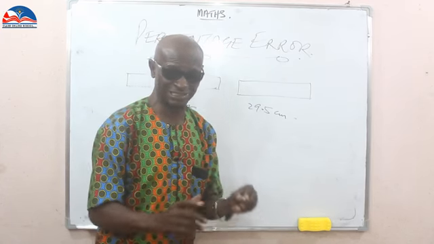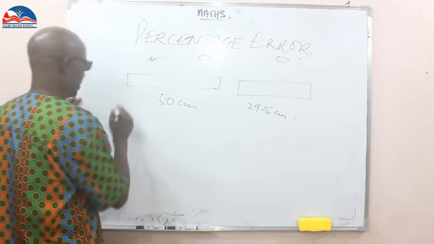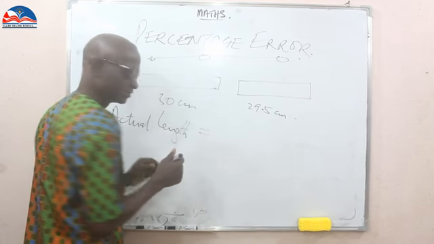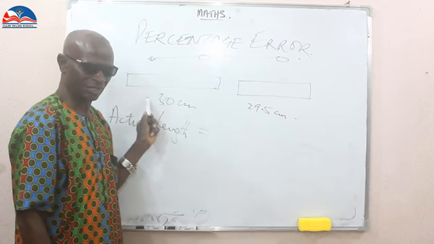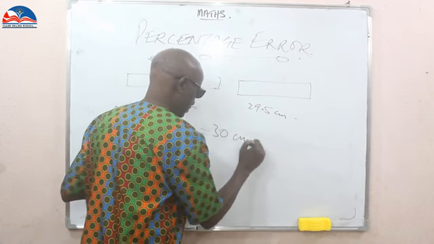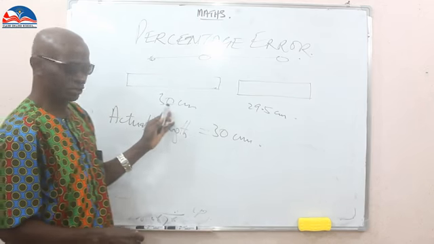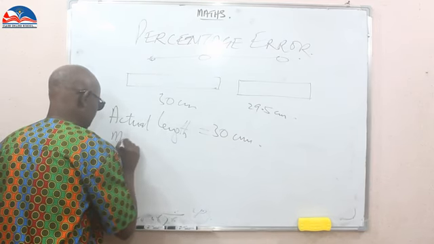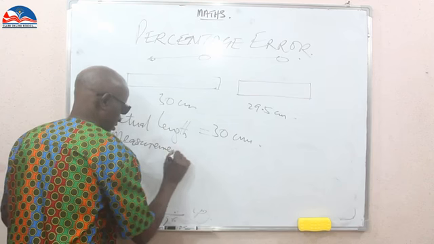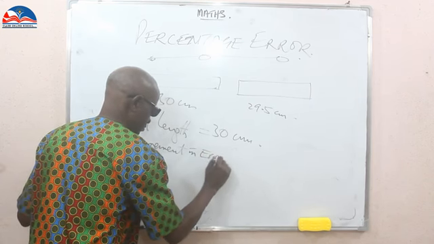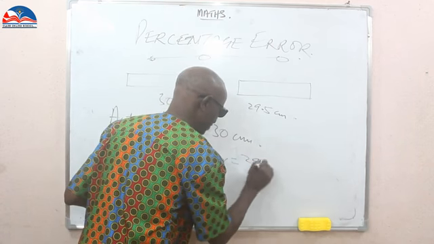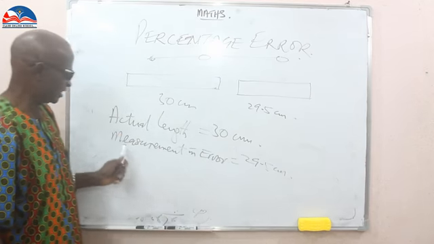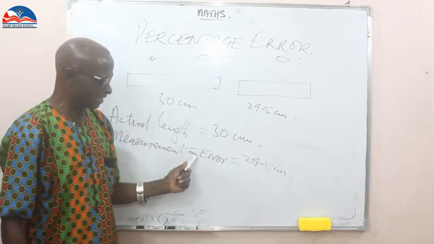Now if you want to solve, you start with the actual length. The actual length here is 30 cm. Then what did the student get in error? The measurement in error, what the student got in his or her measurement, equals 29.5 cm. Already that's a mistake. Instead of the actual length of 30 cm, the student made a mistake and got 29.5.